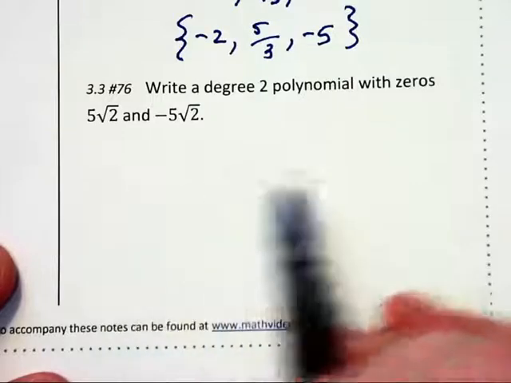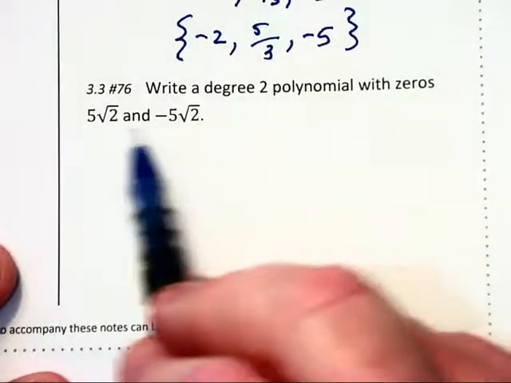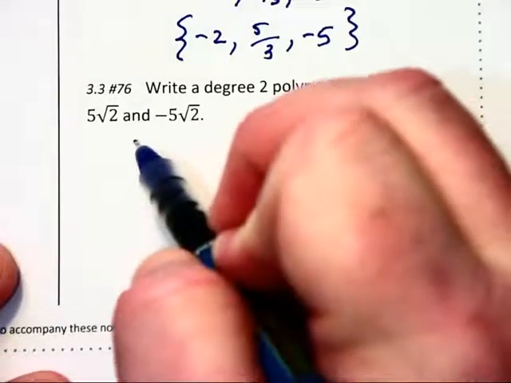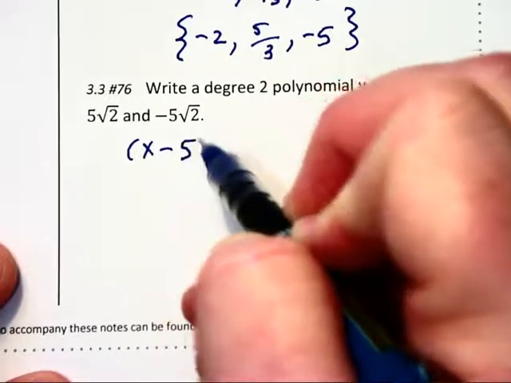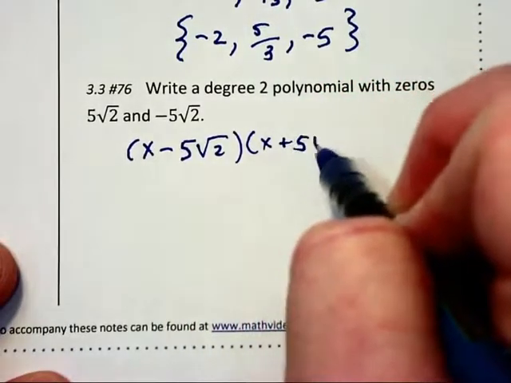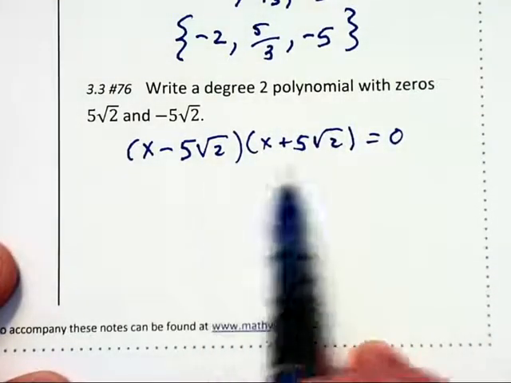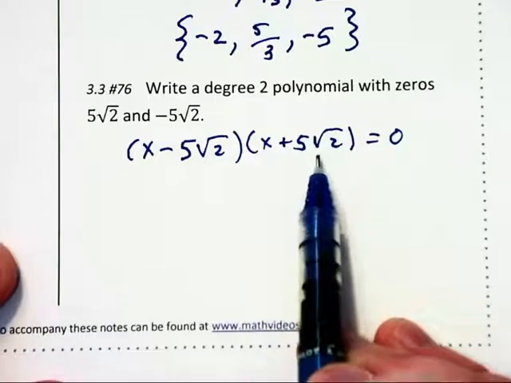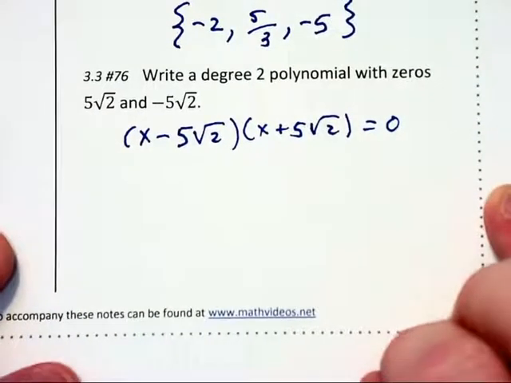Here we're being asked to find a polynomial equation with these zeros. What we're going to do is rewrite it in the other direction. We're going to have x minus 5 root 2 times x plus 5 root 2 equals 0. If you saw this factored equation, you would just change the signs from the parentheses form to go to the solutions. We're just doing this in the other direction.